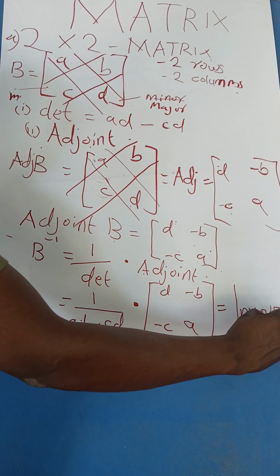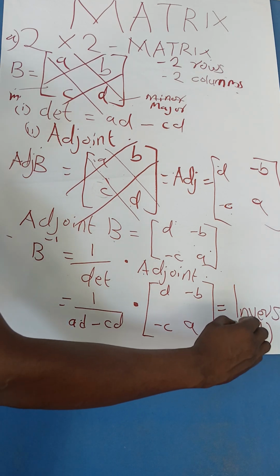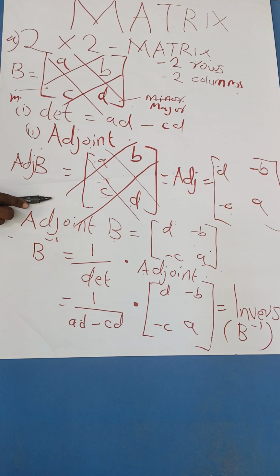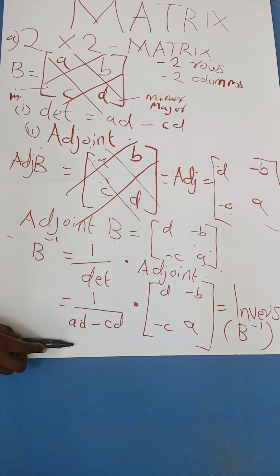You're going to get your inverse. Good. So that is how it is done, just step by step. First, you'll get the determinant. Second, you'll get the adjoint. Third, you'll get now the inverse.